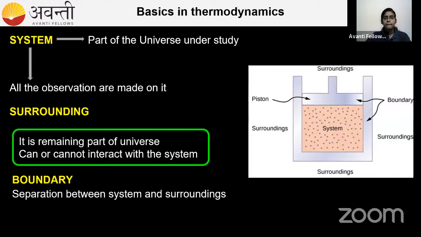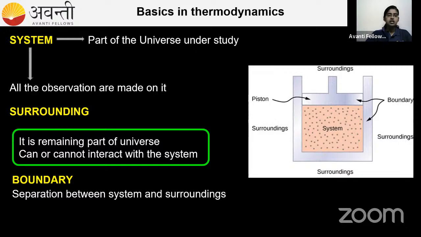Moving on to the first topic, which is the basics in terminology. There are three terms which are being used in thermodynamics. One is the system, the second is the surrounding, and the third is the boundary.